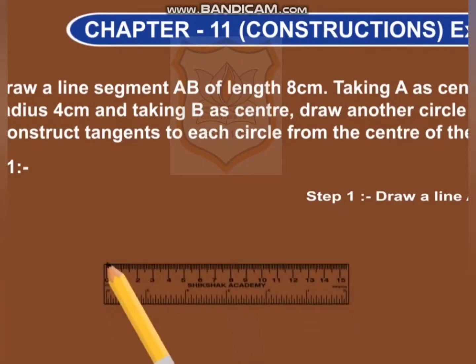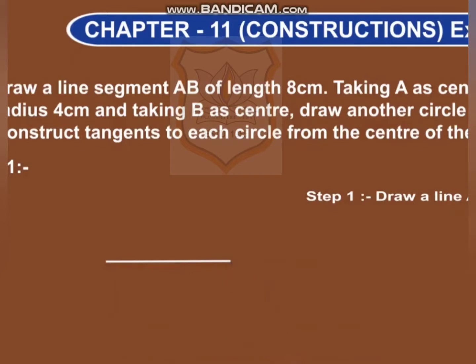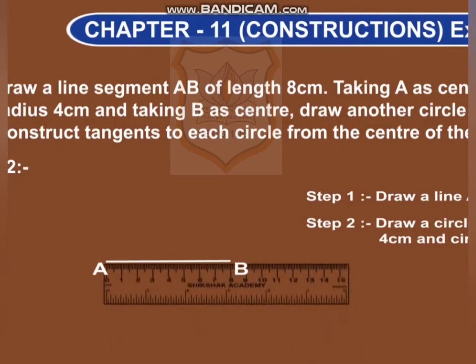Here the first step is, first of all we have to draw a line segment with 8 centimeter length, and we have to give A and B as the names of the line segment. And in step 2 we have to draw a circle at center A with radius 4 centimeter.